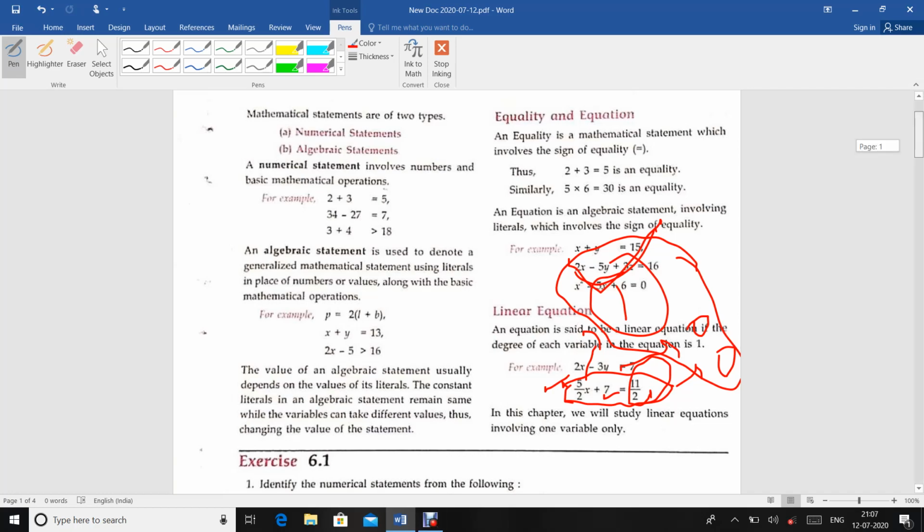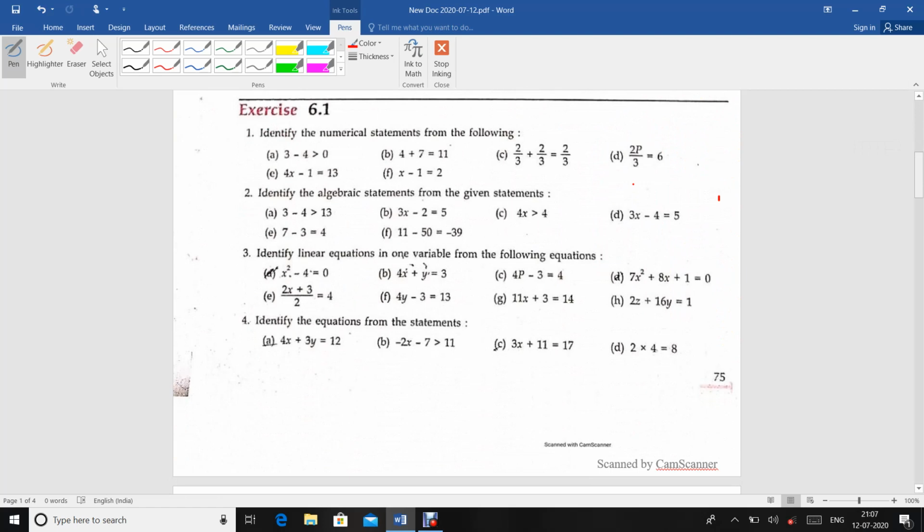Now we will learn these topics with the help of the questions of your book exercise. Firstly, you need to see question number 4. Question number 4 says to identify the equation from the statements. Remember, equations contain the sign of equality. If in any statement the sign of equal is present, then we can say that it is an equation.